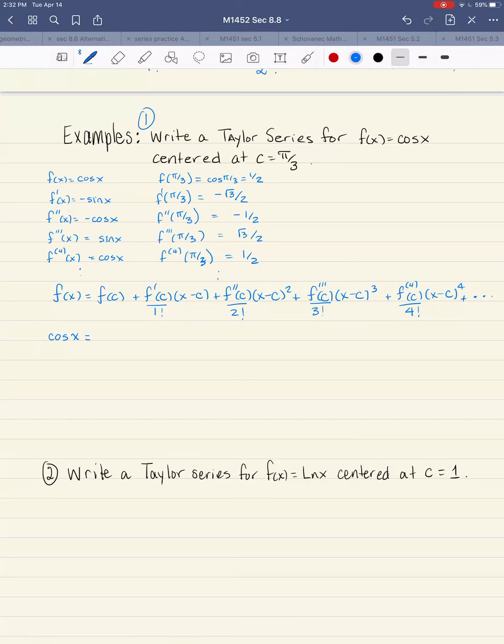So in our example, we're writing the Taylor polynomial for the cosine of x. F and c is pi thirds, so I get 1/2 right here. Now I've got the negative square root of 3 over 2, so let's put minus square root of 3 over 2 divided by 1 factorial. Well, 1 factorial is just 1, but I'll put it in here just for the fun of it. Then you have x minus pi over 3. The second derivative at c was a negative 1/2.